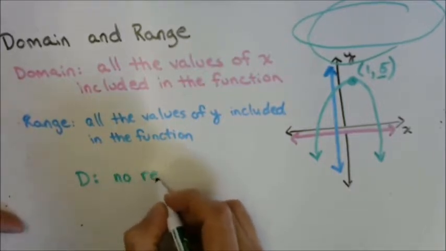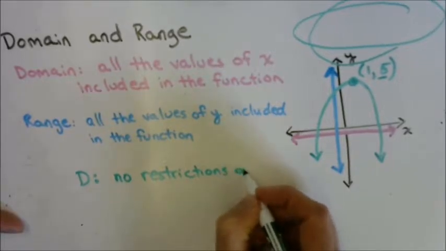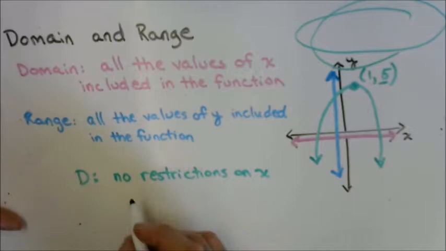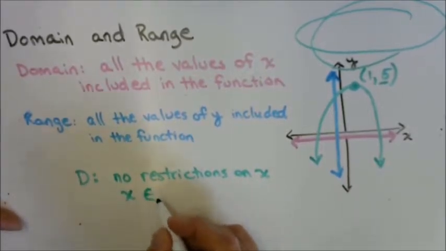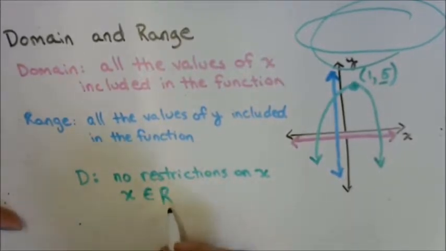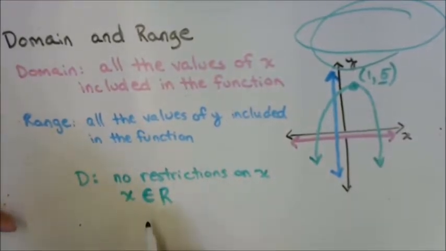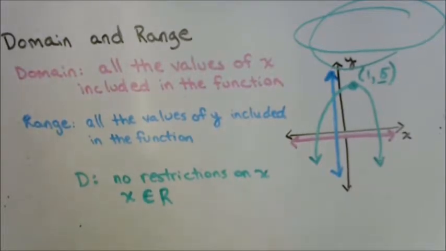So for the domain of the graph that we've drawn, we would say there are no restrictions on x. That means x can be any value in the whole world. Another way to say that using math language and symbols is x belongs to the set of real numbers. x ∈ R. This is a funny E, it's like a C with a line through the middle. It means belongs to. x belongs to the set of real numbers. That means any number in the whole world could be x.